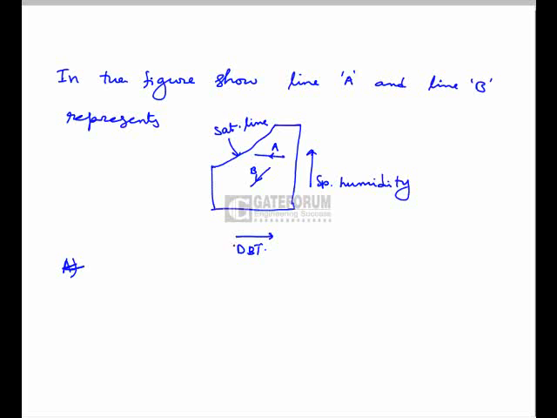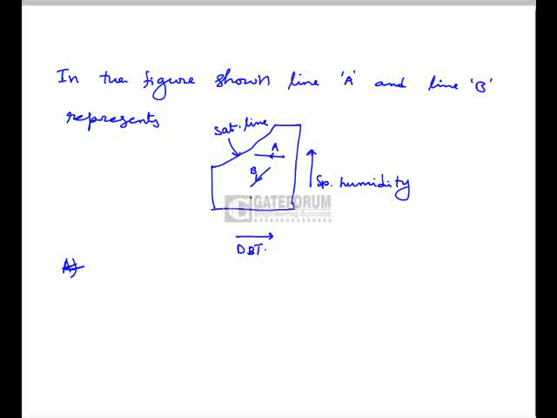In the figure shown, line A and line B represent. Here in the given diagram, line A represents a horizontal line and line B represents an inclined line. So this is a psychrometric chart, and these two processes are called psychrometric processes. Here in process A, it shows that it is a sensible cooling. That means specific humidity is constant and dry bulb temperature decreases. So it is a sensible cooling, and line B represents cooling and dehumidification.